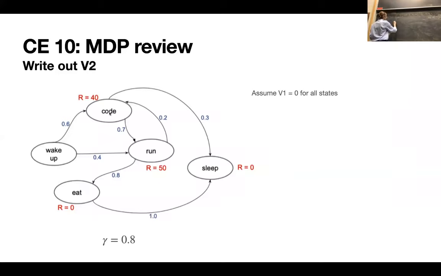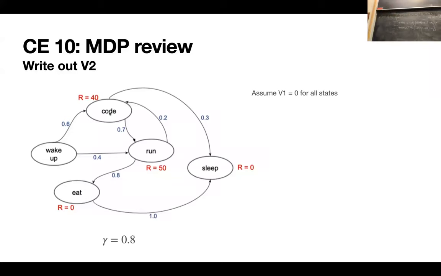Let me write it out because it'd be better having more places. So we have wake up, take an action A, and then end up in code, times R of code plus gamma V of code, plus T of wake up, A. And what's the other action? Run. Times the reward of the state run plus gamma V of run.